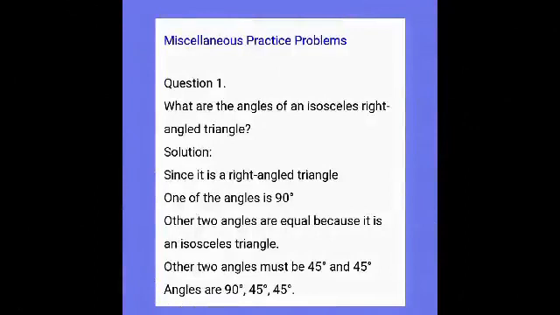What are the angles of an isosceles right angle triangle? That is the question. From the question itself, it is given that it is a right angle triangle, so one of the angles must be 90 degrees. The other two angles are equal because it is an isosceles triangle. Isosceles triangle means any two sides are equal, which means the angles are also equal. So if one is 90 degrees, the other two must be 45 degrees. Therefore, the angles of an isosceles right angle triangle are 90 degrees, 45 degrees and 45 degrees.